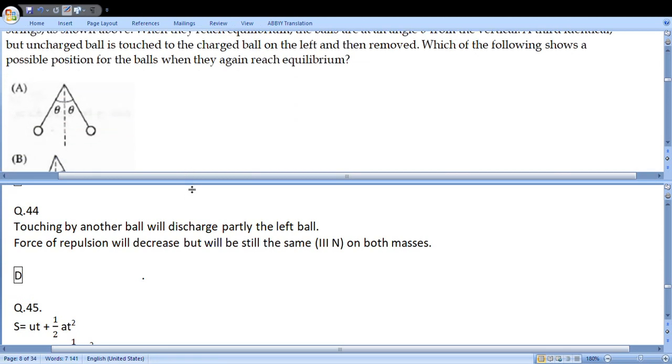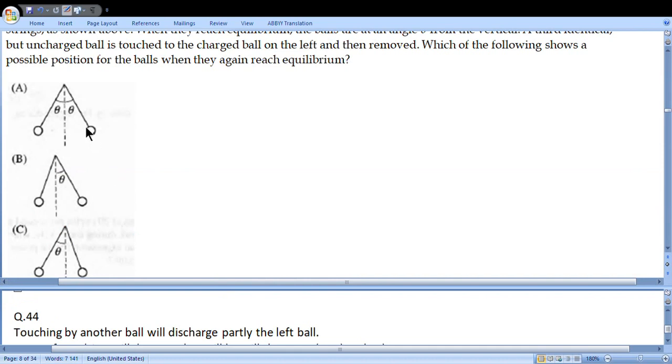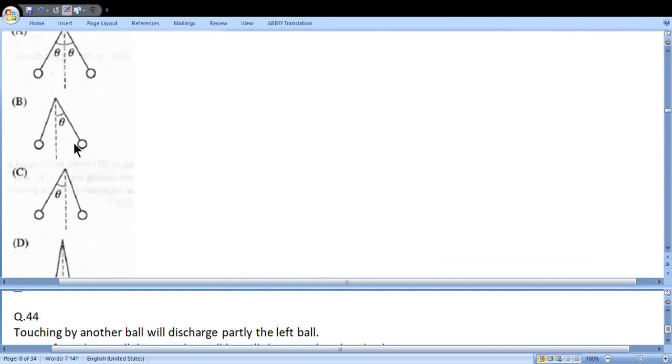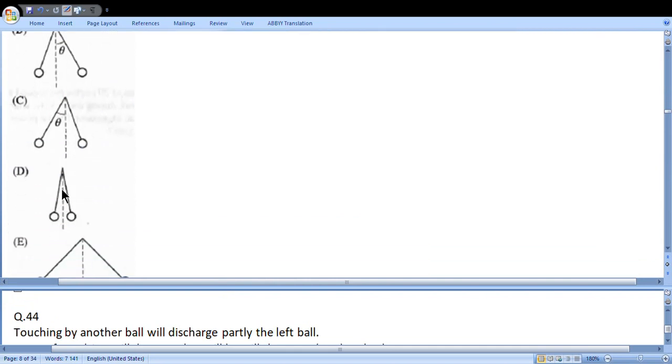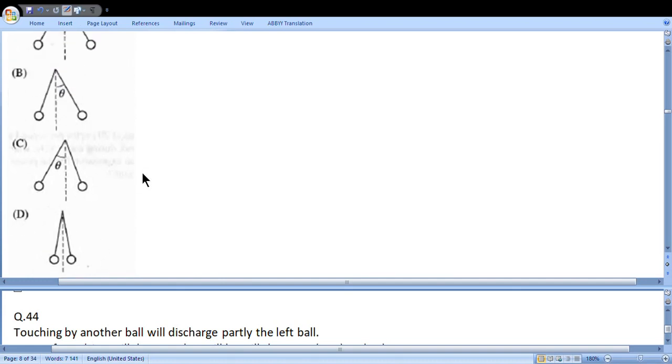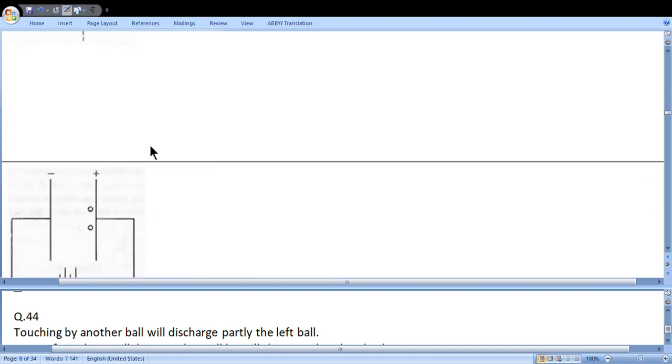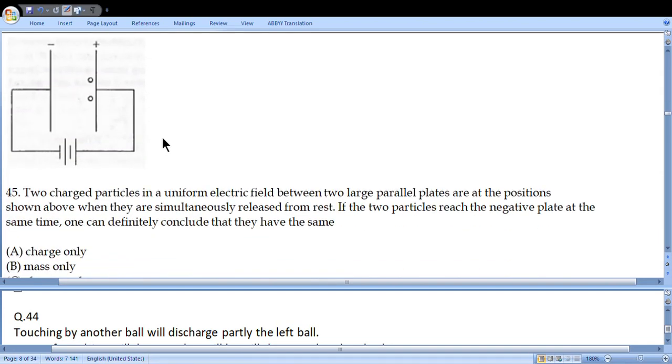So let's see whether we have such a situation. No change, wrong. Different forces acting, wrong. So the same forces, but smaller. So D is correct. Next question.